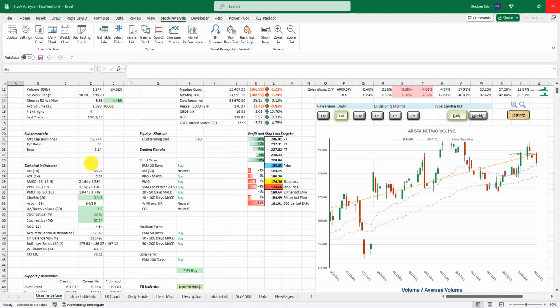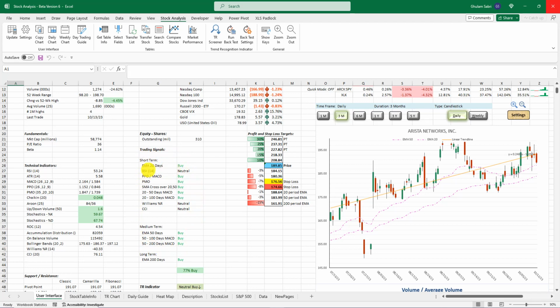Towards your left, we have a list of technical indicators which has been updated and calculated for this particular stock. They are different, and if you go through the user interface manual, it will provide you the details of these available technical indicators such as RSI, relative strength indicator, MACD, percent price oscillator, Chaikin money flow, and some others. On the basis of these indicators, it gives you trading signals.